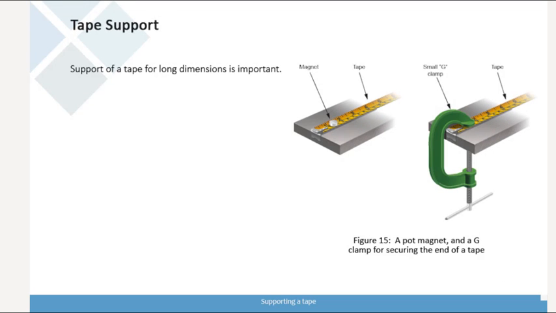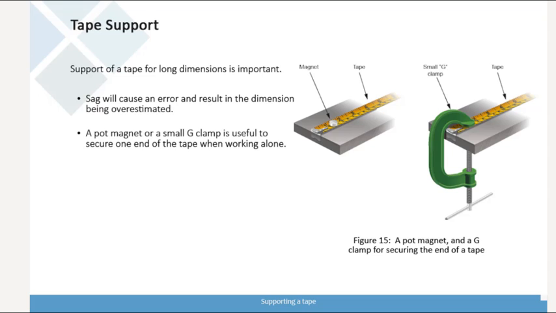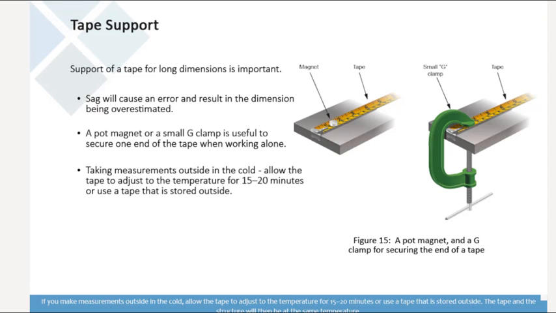Support of a tape for long dimensions is important since sag will cause an error and result in the dimension being overestimated. A pot magnet or a small G-clamp is useful to secure one end of the tape when the inspector is working alone. If you make measurements outside in the cold, allow the tape to adjust to the temperature for 15 to 20 minutes or use a tape that is stored outside. The tape in the structure will then be at the same temperature.